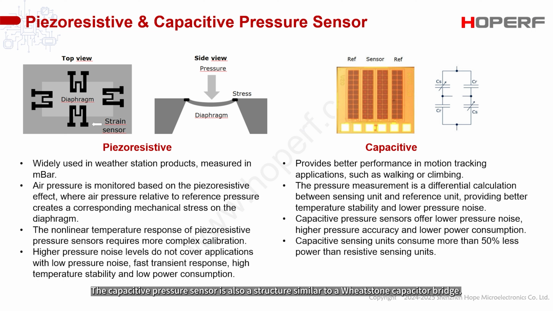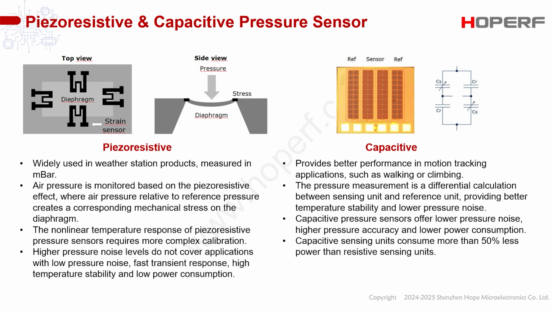The capacitive pressure sensor is also a structure similar to a Wheatstone capacitor bridge. When pressure is applied to the diaphragm, the distance between the two capacitor plates is changed, thus altering the balance of the capacitive bridge, resulting in a different output voltage signal. Due to differences in manufacturing processes, capacitive pressure sensors have lower power consumption, more stable temperature characteristics, and therefore higher measurement accuracy. However, their measurement range is relatively narrower.